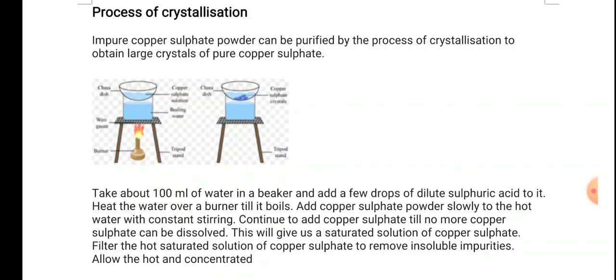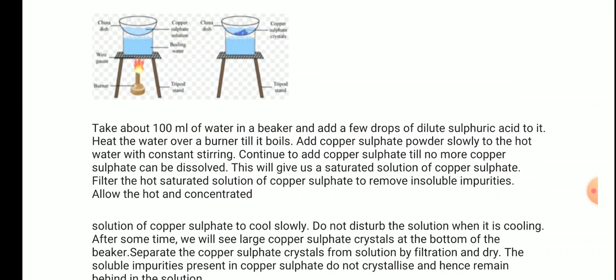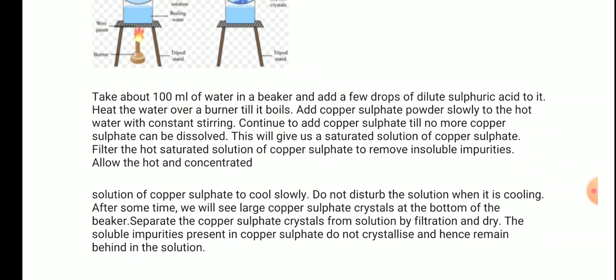Filter the hot saturated solution of copper sulfate to remove insoluble impurities. Now, you have to filter it. Allow the hot and concentrated solution of copper sulfate to cool slowly. Do not disturb the solution when it is cooling. After some time, what will we see? We will see large copper sulfate crystals at the bottom of the beaker. Separate the copper sulfate crystals from the solution by filtration and dry. The soluble impurities present in copper sulfate do not crystallize and hence remain behind in the solution.